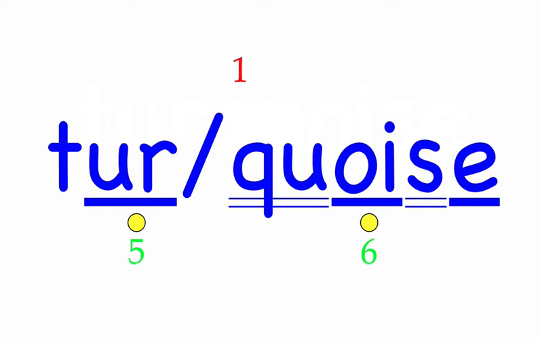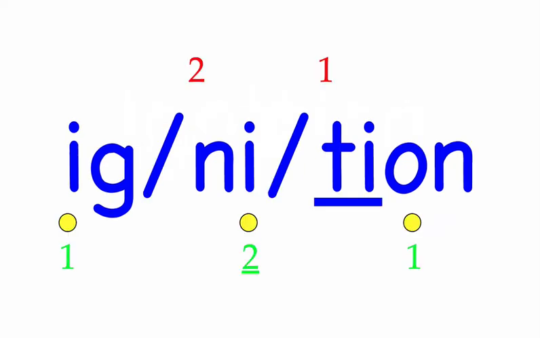Ignition. Ignition. I need to replace my ignition switch. And for spelling, pronounce it ig-ni-shan. Ig has two sounds: i, g. Ni, two sounds: n, i. Shan, three sounds: sh, a, n. Ig-ni-shan. Mark the word.